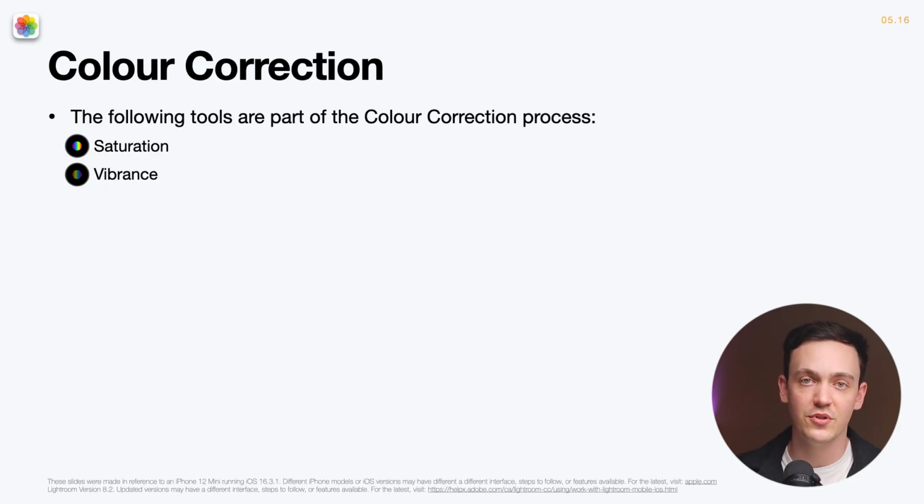The next set of tools are part of the color correction process. Within photos, you have the following tools: saturation and vibrance. Keep in mind that exposure and white balance also play an integral role in the color correction process.